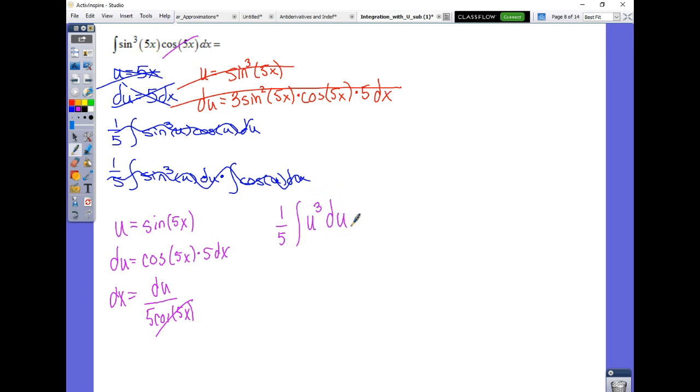Ladies and gentlemen, your job is to come up with the rest of the answer to this particular question and do questions 1 through 6 on the homework assignment. 1 through 6. Have a fantastic day.